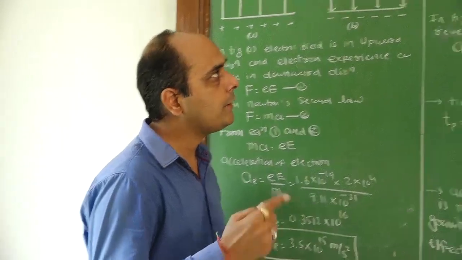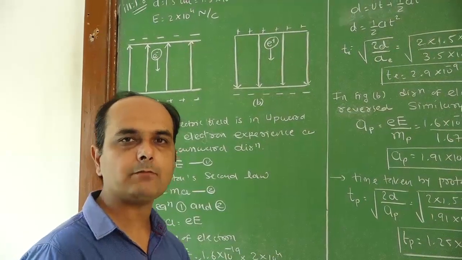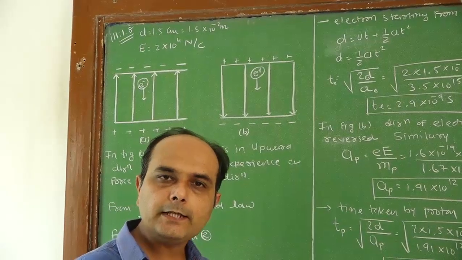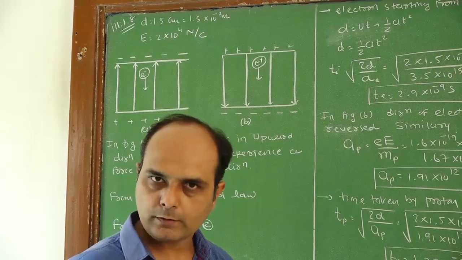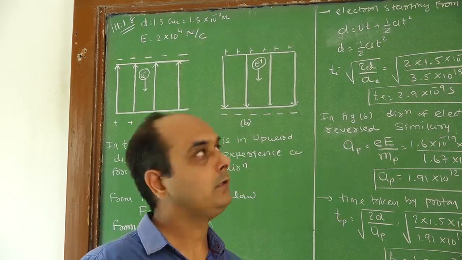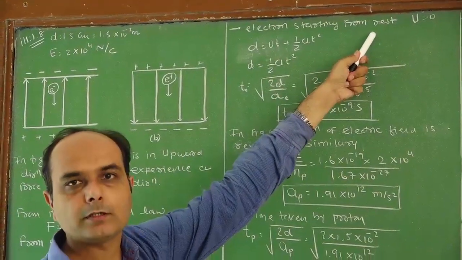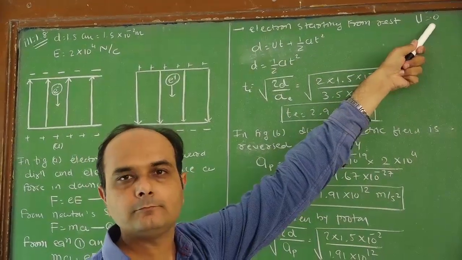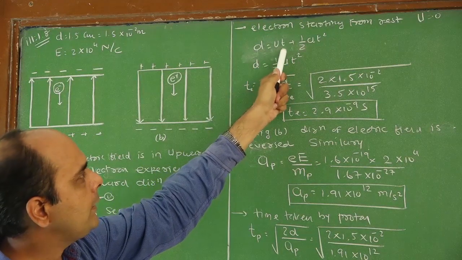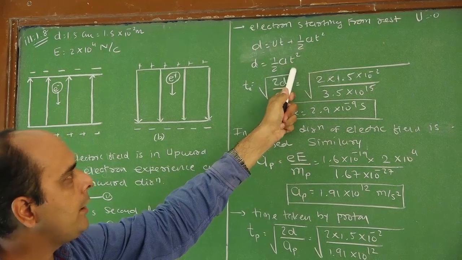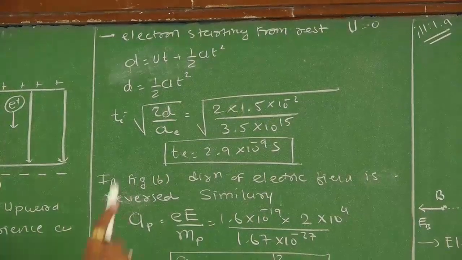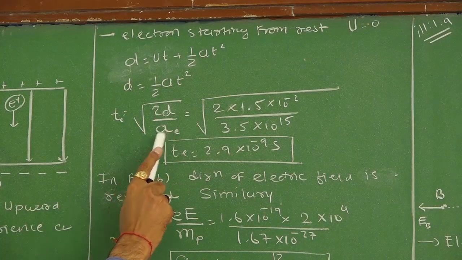Now student, calculate the time taken by the electron to travel this much distance, let me say 1.5 centimeter. This electron is performing accelerated motion from rest, so using the equation of motion, since the electron starts from rest, the initial velocity u is equal to 0. Equation of motion: d equals ut plus half at square. u is 0, so this term is cancelled, therefore half at square remains. Now please make t the subject. It is t square equals 2d by a, so t equals under root of 2d by a.